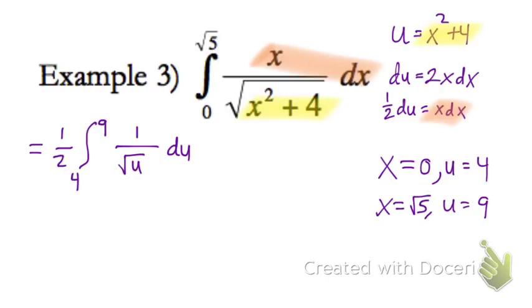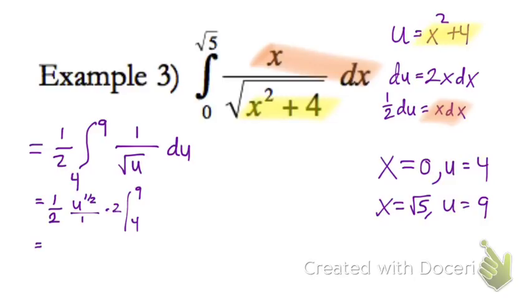And now my function is in terms of u, my limits are in terms of u, and my integral is in terms of u. If I actually perform this integral, remember that 1 over the square root of u is just u to the negative 1/2. So that would be u to the positive 1/2 if I perform the integral over 1/2. And then the limits are from 4 to 9.